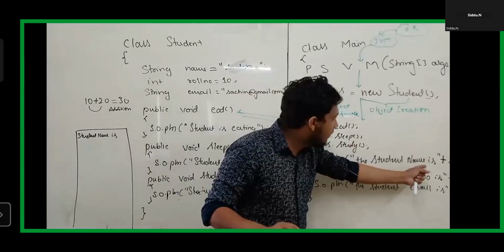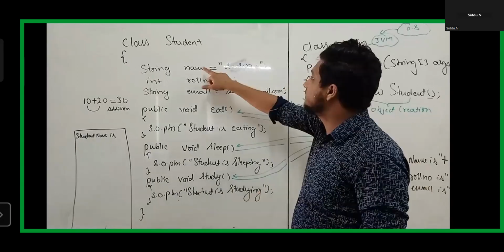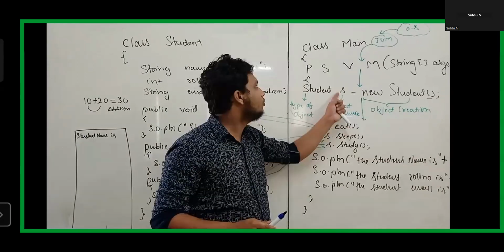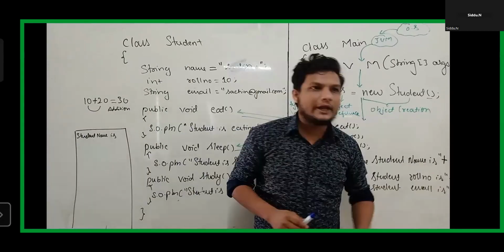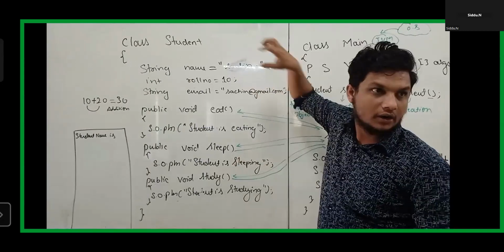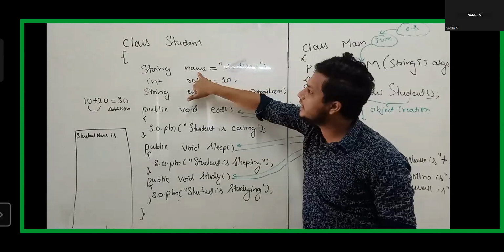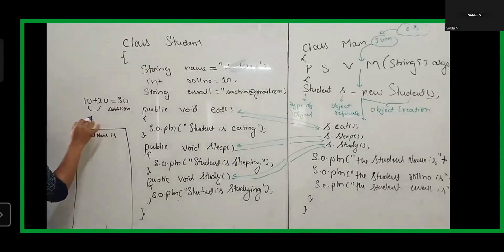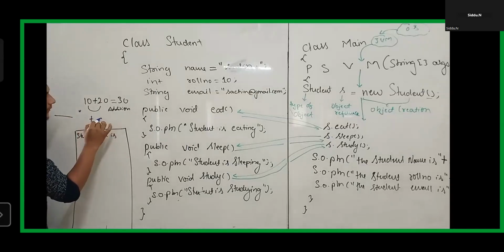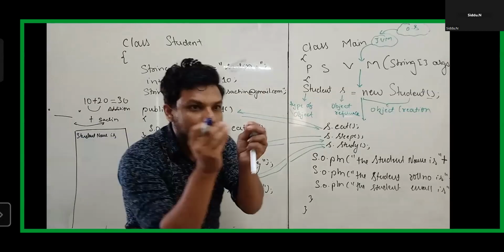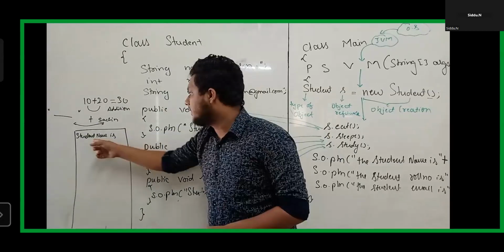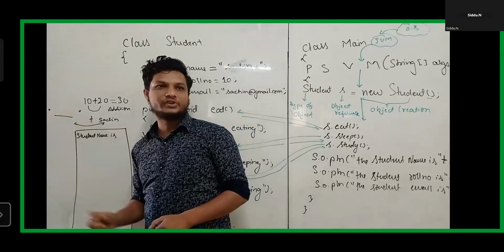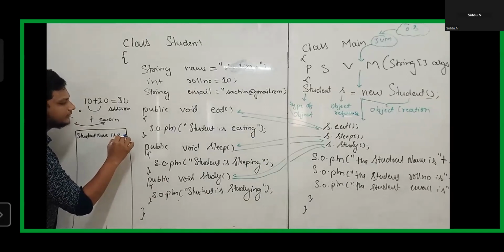Now the string and s.name. What is that? s belongs to the student class, a student object. Student.name means I'm going and accessing the value from the student class. In name, what is present? Sachin. It will fetch that Sachin, and the plus operator concatenates both the values. Concatenating means joining both the values. So, I join Sachin along with this string, the student name is, and it will print the student name is Sachin.